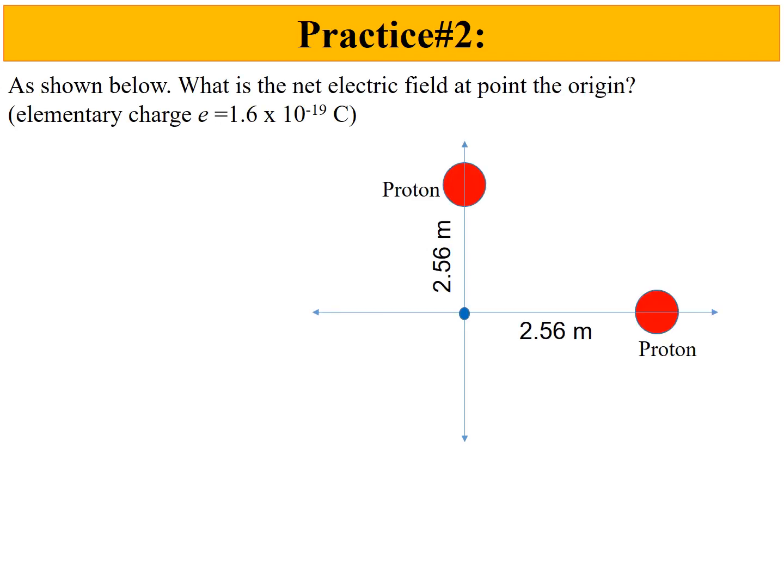Here, a practice problem for you. We have two protons. Each has a charge of 1.6 times 10 to minus 19 coulomb. The first proton is located on the y-axis at a distance of 2.56 meter from the origin, and the second proton is located on the x-axis at 2.56 meter from the origin. And then I ask you to find the net electric field at the origin.